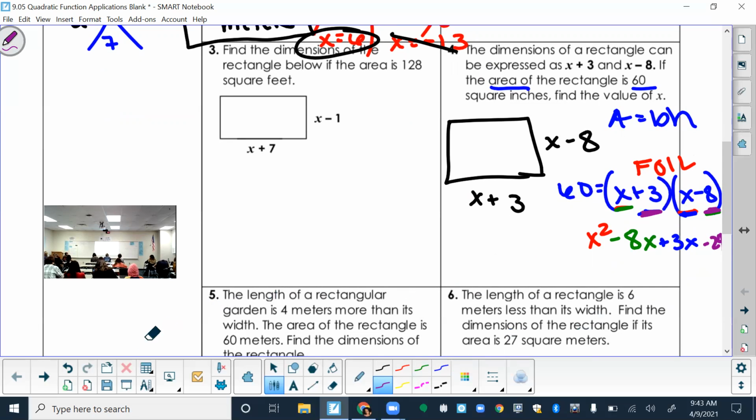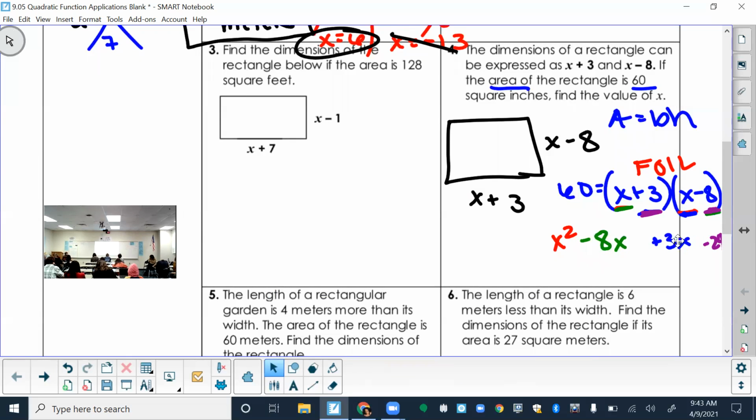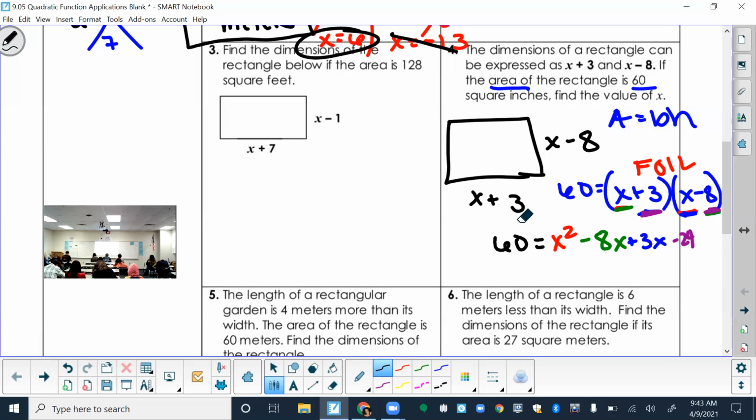-24, and I kind of need to move everything, but 3 and -8 is -24. All right, all set equal to 60 from this step up here. Just bringing that down. Before I combine like terms, I'll do that all in the same step because I'm running out of room. What do I need to move before I can keep going? So subtract 60 from each side.